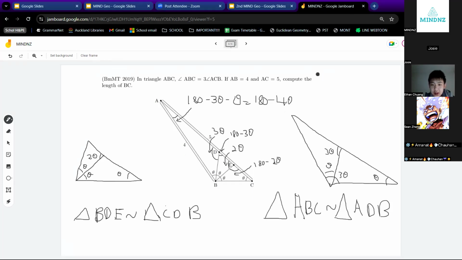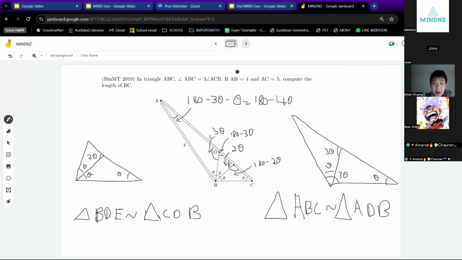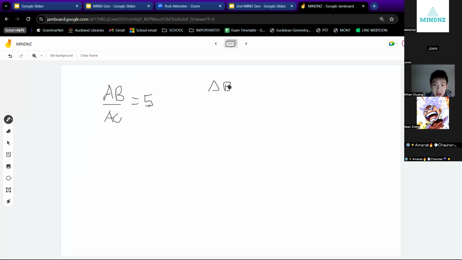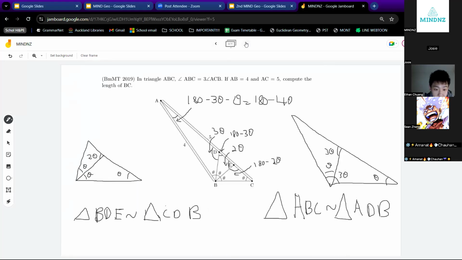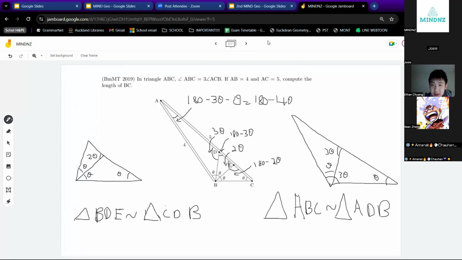If you guys have copied these similar triangles down, I'll move on to a new slide so you can see this a bit better. Actually, I'll just copy down the triangles here. It's BDE similar to triangle CDB, and then ABC, ADB.